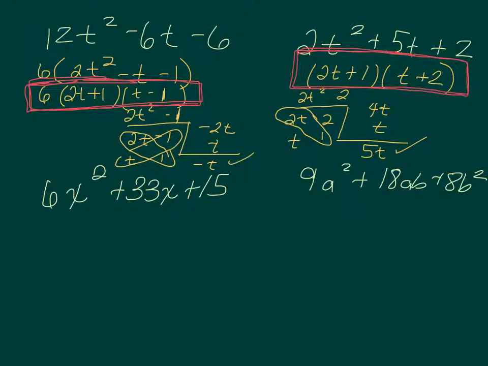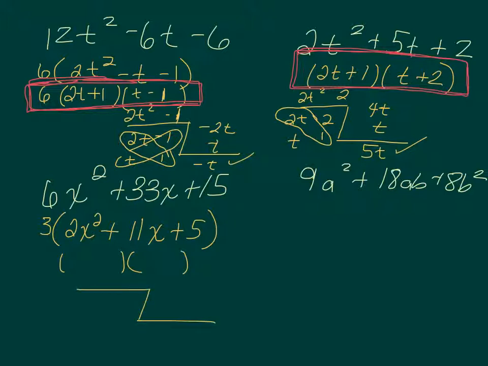Alright, let's try another one here. This 6x squared plus 33x plus 15. I can get at least a 3 out of this, right? So I'm going to have 2x squared plus 11x plus 5. So I'm going to break this up, but I'm going to use the z box to help me. So 2x squared and 5 and 11x.